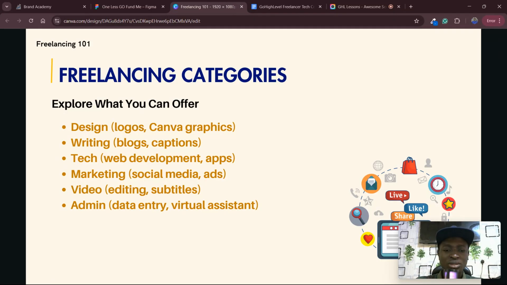If you look at all these skills, it can even be admin. Some businesses need someone that can help them manage their software or manage their business virtually. So I can be in Nigeria here and be a virtual assistant to somebody in the US, the UK, Germany, or anywhere in the world. This virtual assistant service can be data entry or something else. But those are the different areas of services or skills that can be explored and learned.